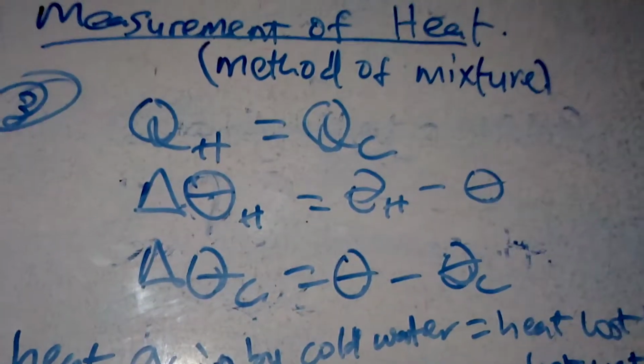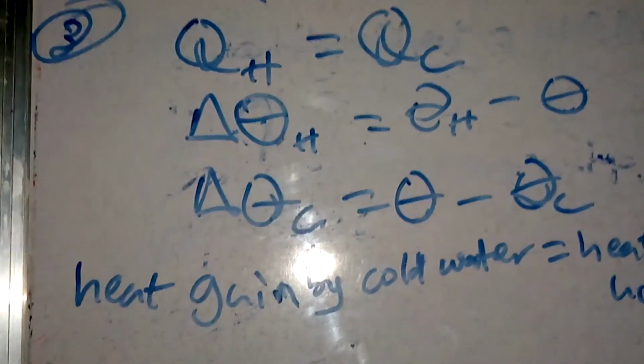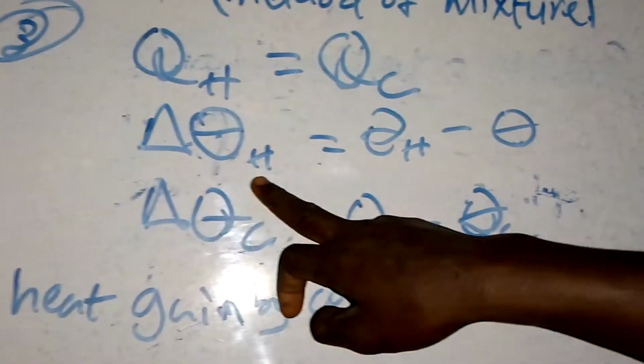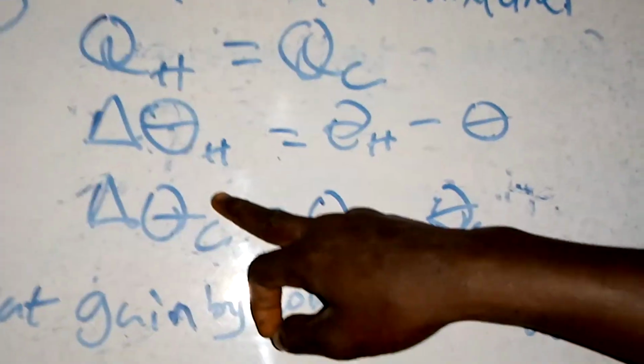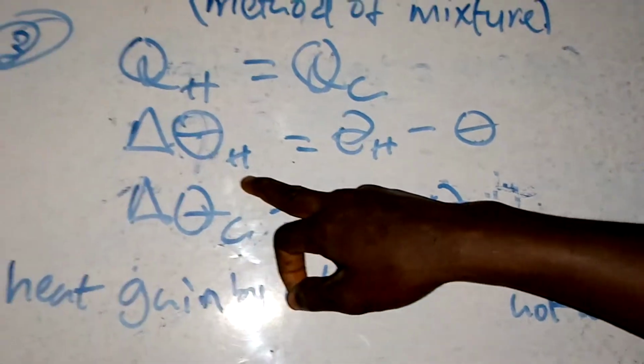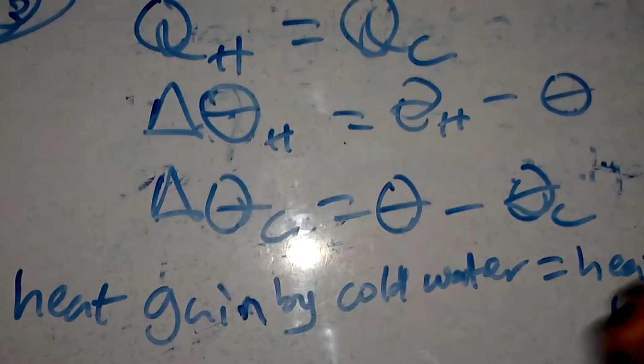So let's check the question. Before looking at the question, I want you to know this: there is a change in temperature when hot water is mixed with cold water. Maybe the water is at 100 degrees Celsius. Okay, let's check the question so we can explain better.